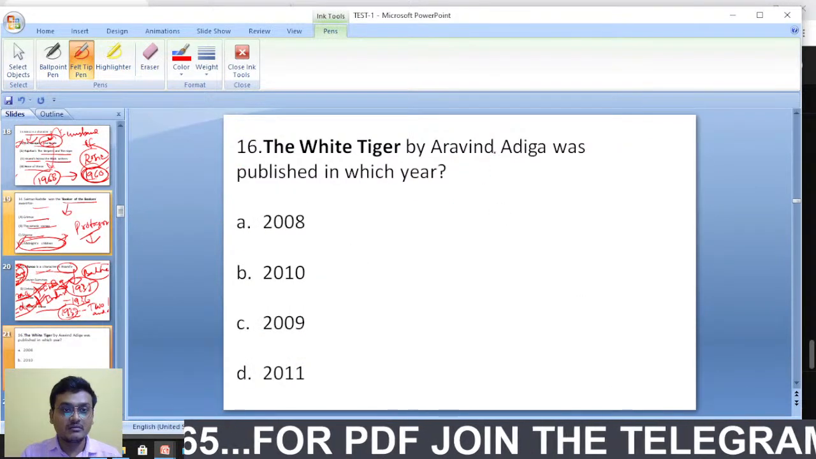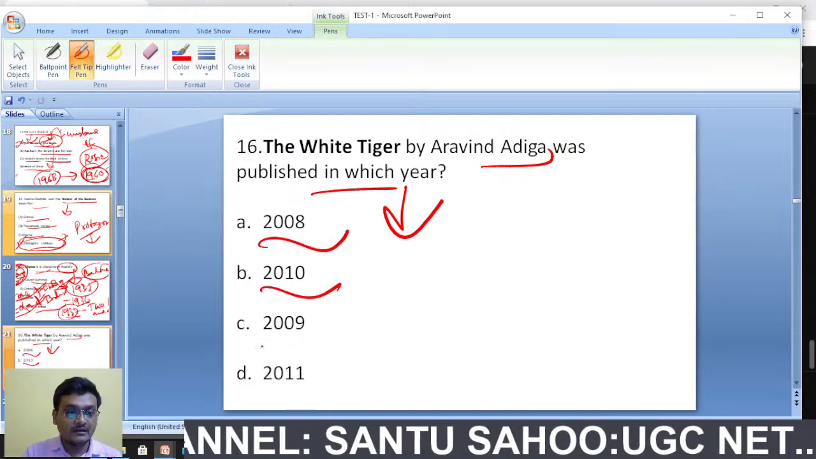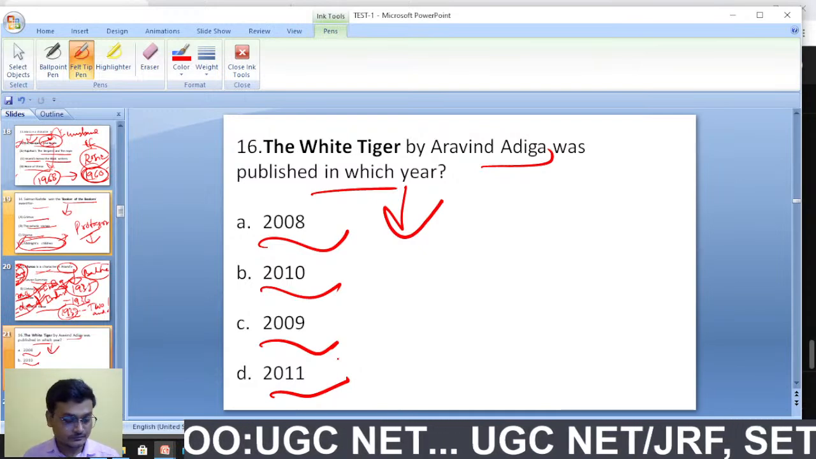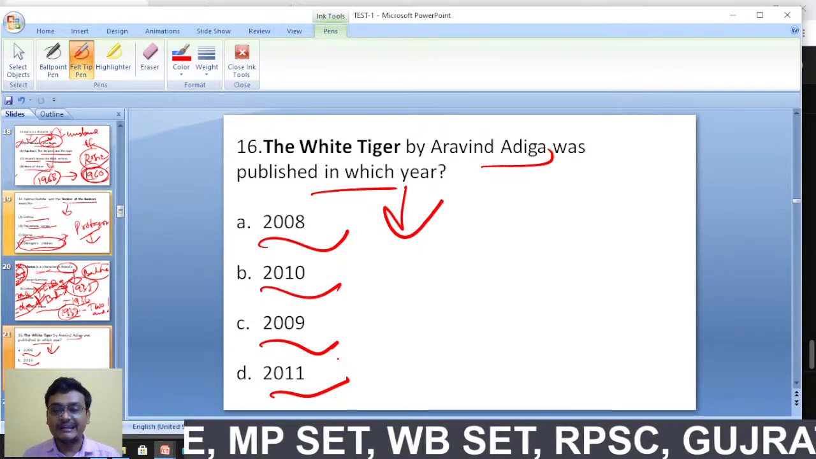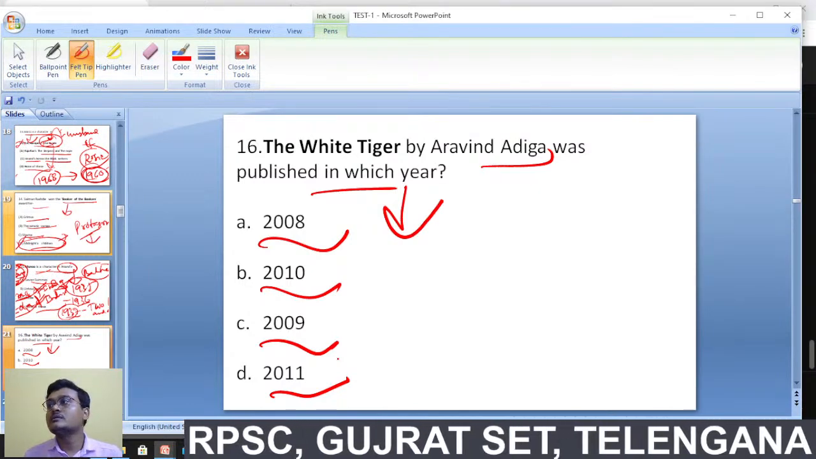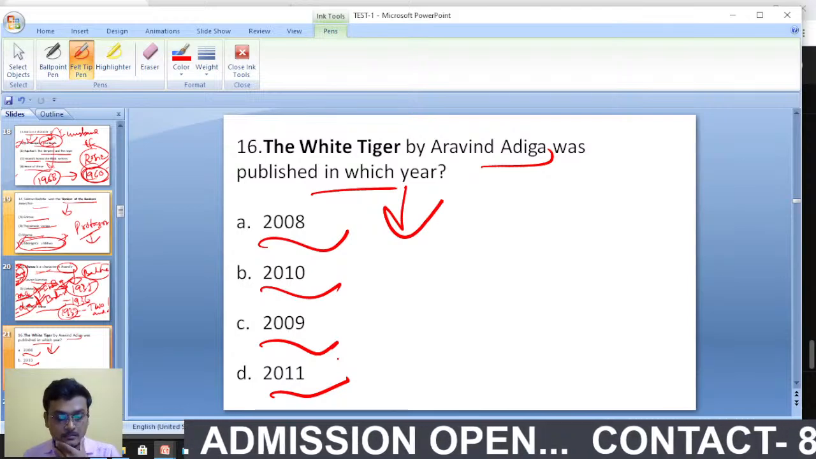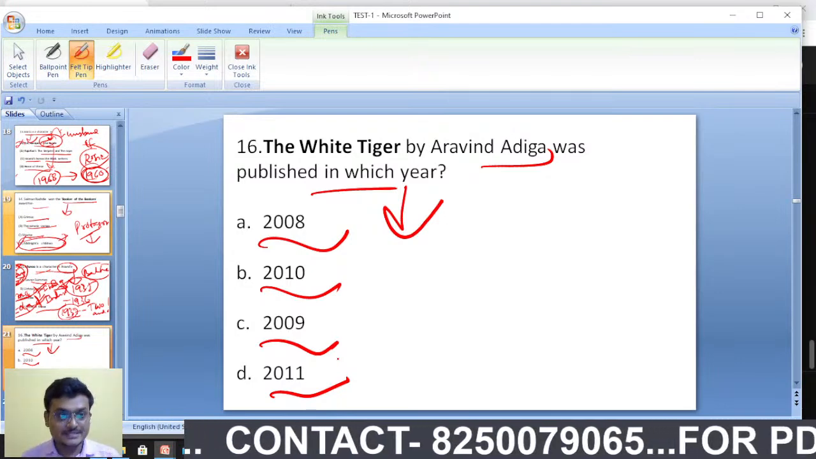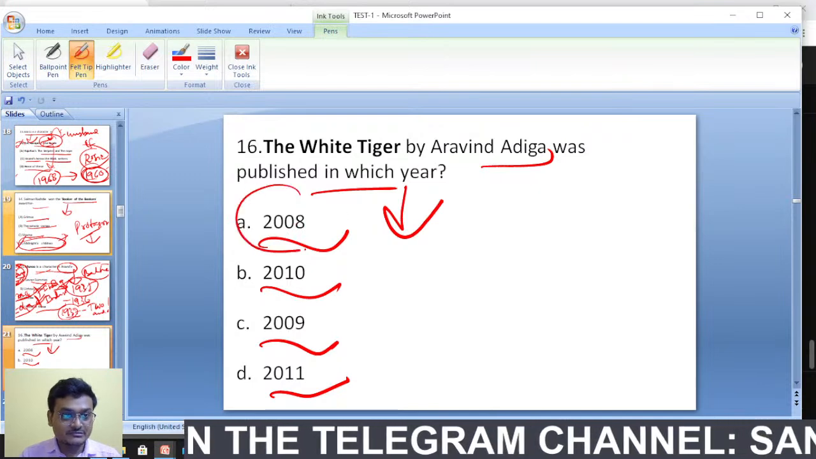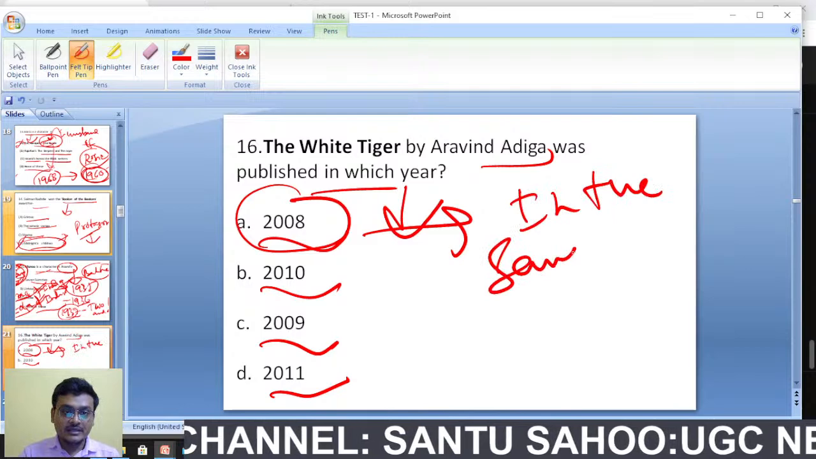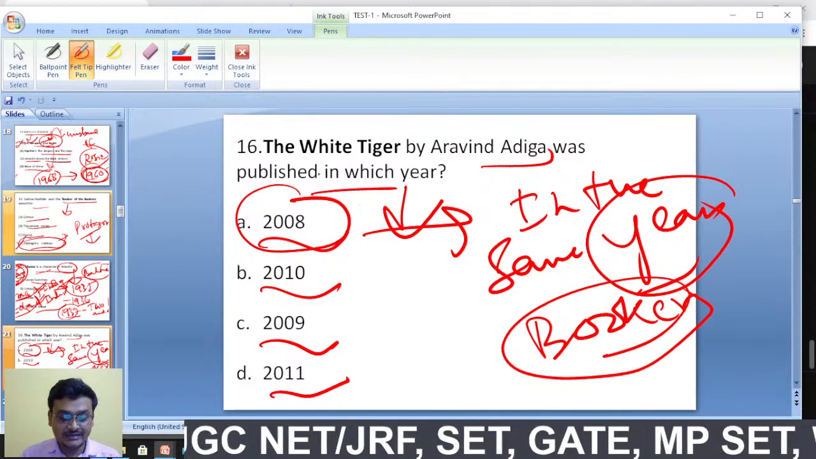Okay? Next question. The White Tiger by Aravind Adiga was published in which year? 2008, 2010, 2009, 2011. Dickens of the East, Indian Dickens, the trio. Clear? Excellent. The White Tiger by Aravind Adiga, exactly. So this was published in 2008 and in the same year he got the prize, that is the Booker Prize. Okay, in 2008.